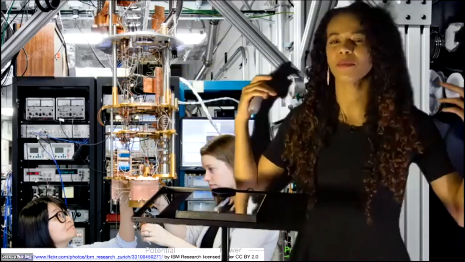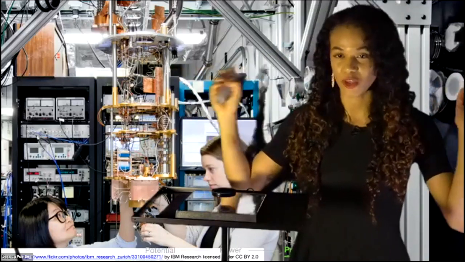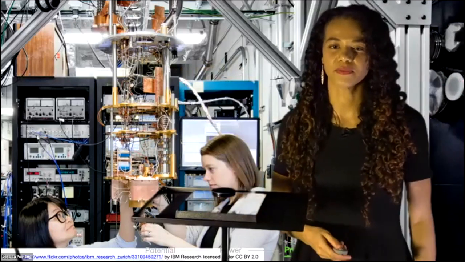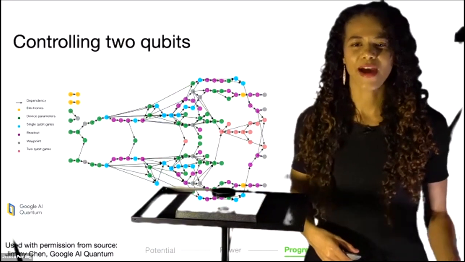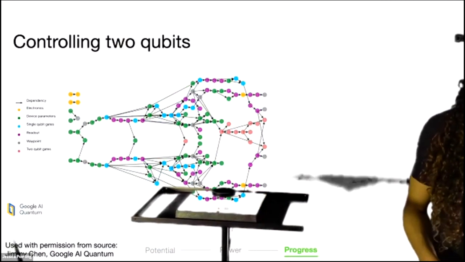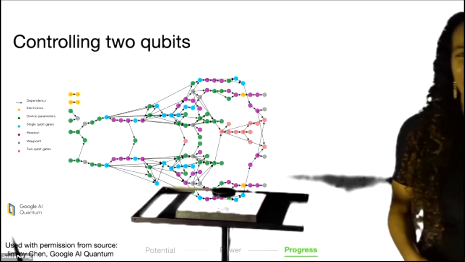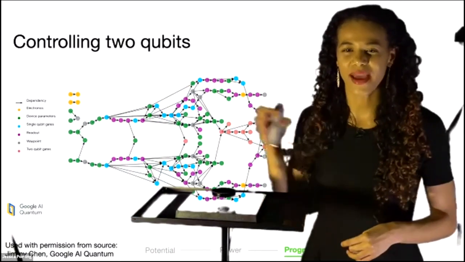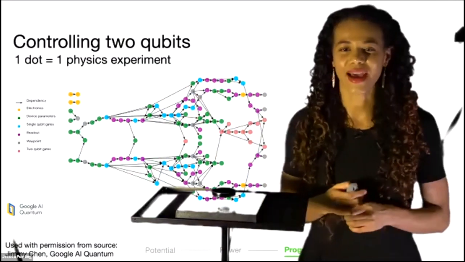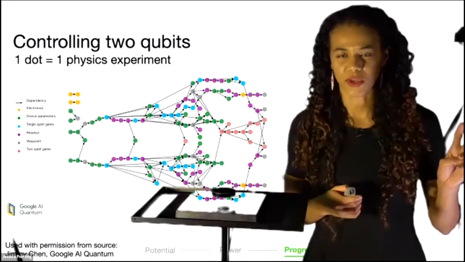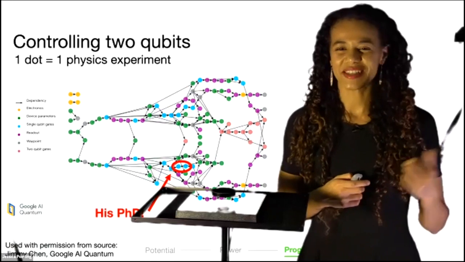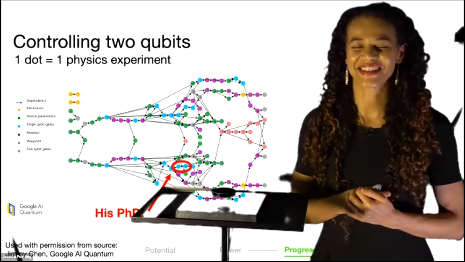But all of this equipment around it is just to control the qubits and to be able to manipulate and control them for computation. And to give you an idea of how difficult this is, I recently attended a presentation by Google, and I asked them if I could borrow this slide. As you can see, we have this graph here, and one dot equals one physics experiment. And this is just to control two qubits. And this was the guy's PhD who presented on it. So as you can see, it was just these two dots.